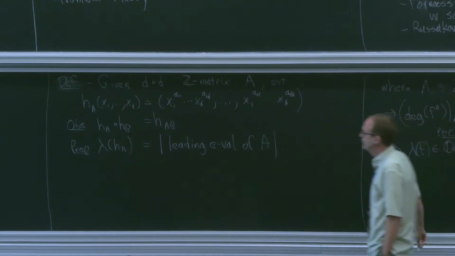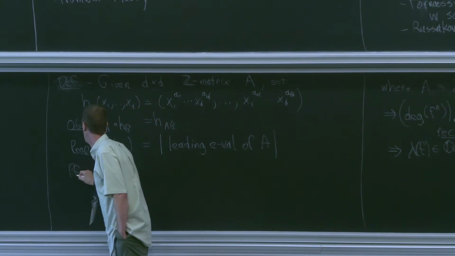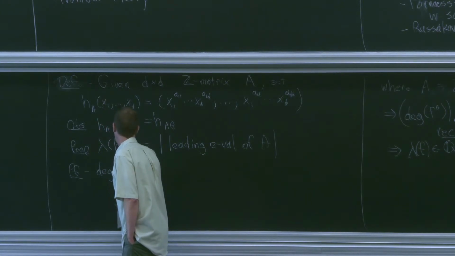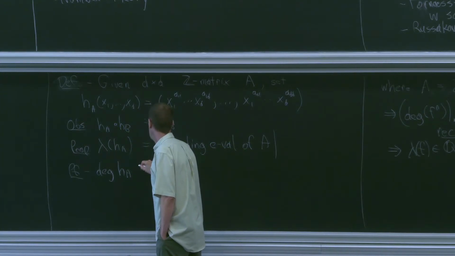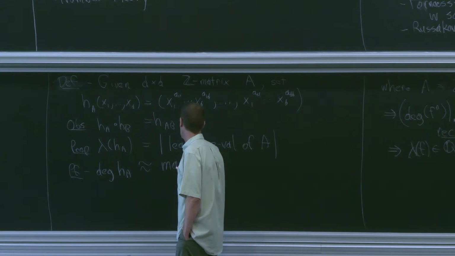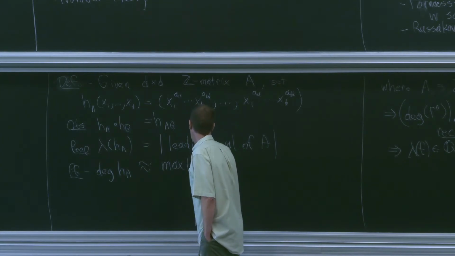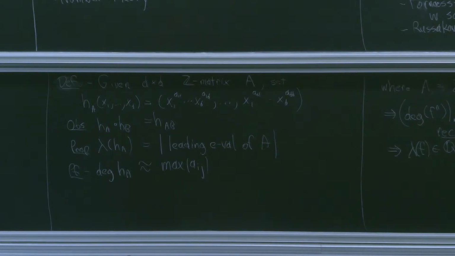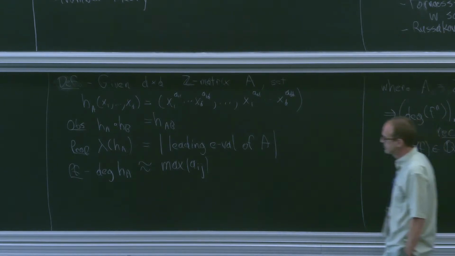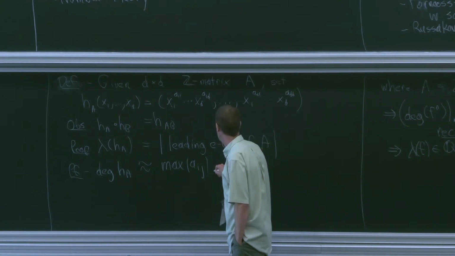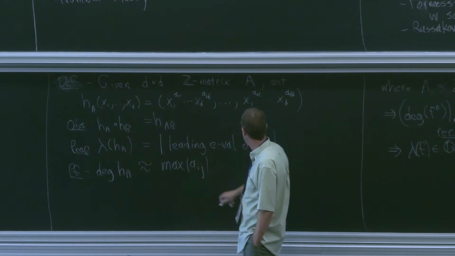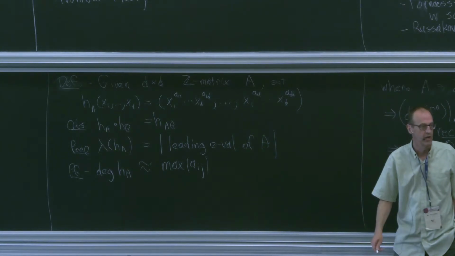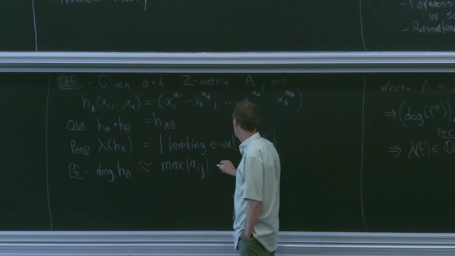Okay, the sketch of the proof is this. If you stare at things, the degree of h_A is about the same thing as the maximum of the absolute values of the entries of A. Not exactly equal to the maximum, but sort of comparable to that, okay? And so this maximum, as you take powers of A, is going to grow like the magnitude of the leading eigenvalue, like the spectral radius of A.